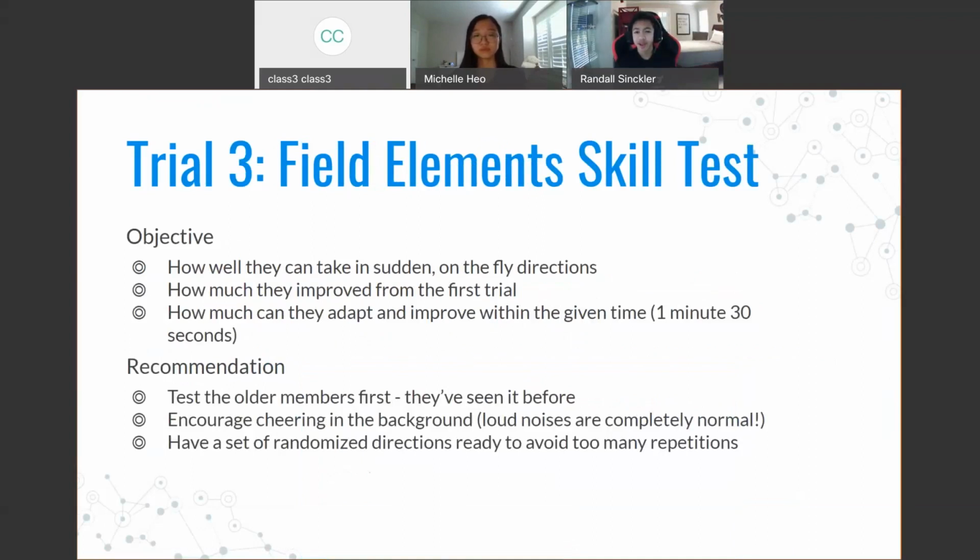And one recommendation we have is to have the older members get tested first, because they have seen the game played before, and it'd be unfair if rookies had to go first. We also simulate the loudness of an FRC competition by encouraging cheering from other members and playing loud music. This makes the trial very stressful and very random.